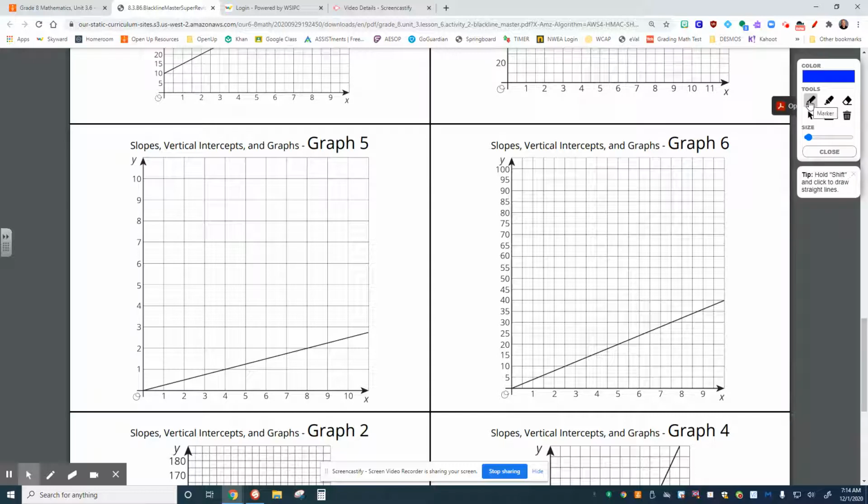Let's find the slope. Here's a point at 0, 0. Here's a point at 4, 1. And a point at 8, 2. So we see this one as an increase of 1 and an increase of 4. That gives us a slope of 1/4. We're looking for a slope of 4, so graph 5 doesn't work. Let's look at graph 6.